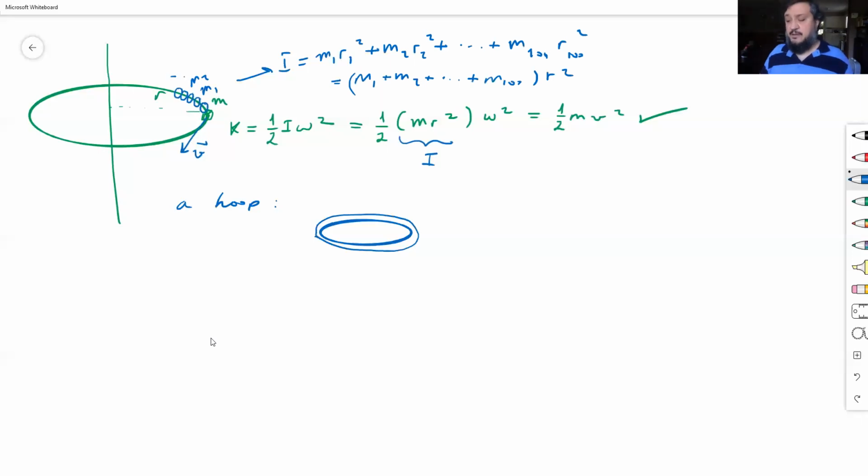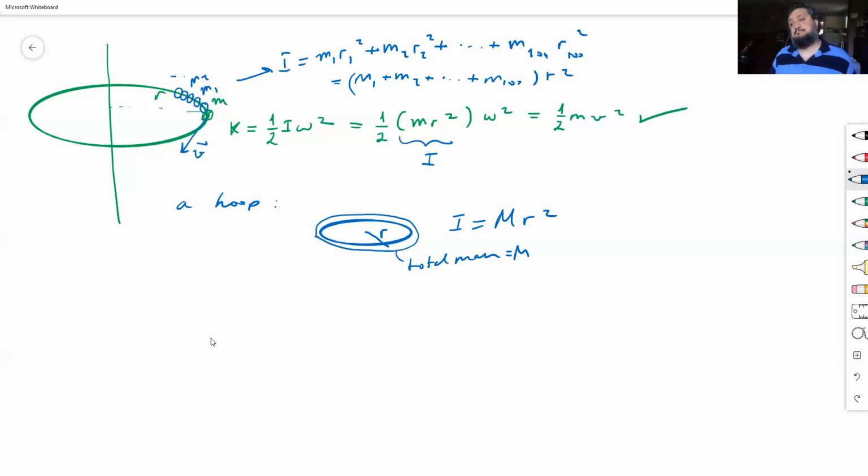If it's a continuous distribution, not a collection of point particles, beads, then you take the total mass as M. So M times R squared, and you're done. This will be the moment of inertia of a hoop.